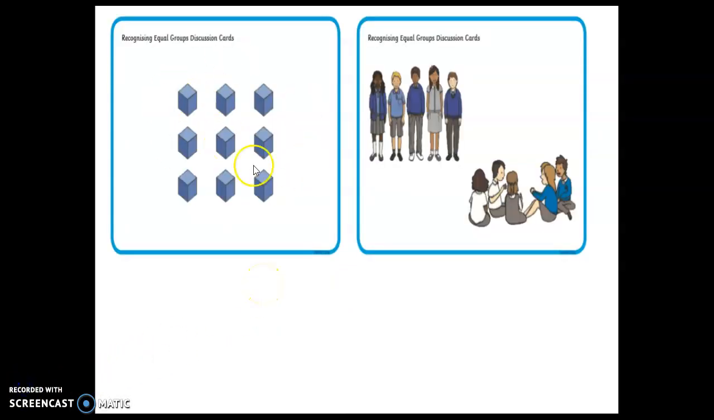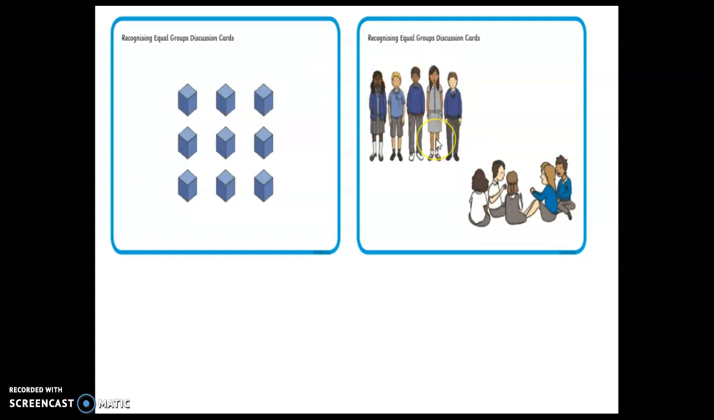So for example, we have this here. I would say we've got 3 equal groups of 3. All of the groups are equal, they're all the same, they're all the same picture, they're all in a nice pattern, in rows and columns, so everything about it is equal. So those are the sorts of sentences I can come up with.